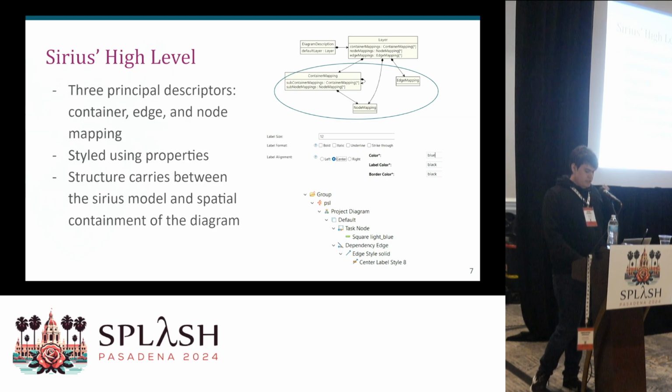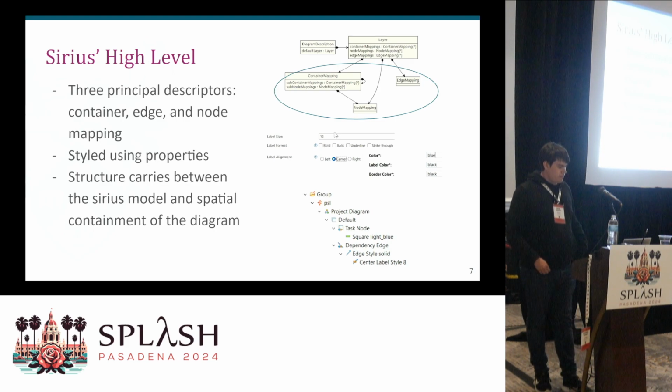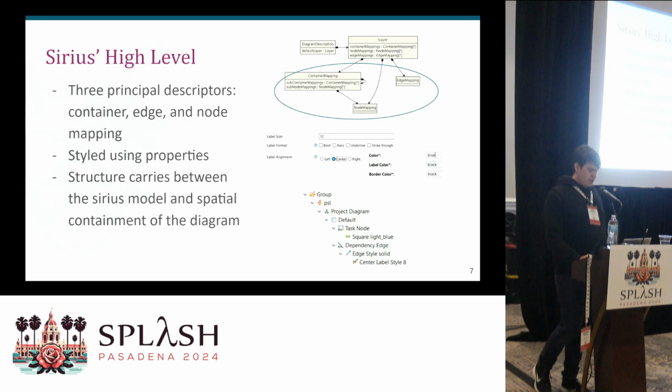It also does style representations. This is done through property views. These property views essentially just give you a way of editing all of the different properties in a way that makes sense, which you can see over here. And also the structure carries between the Sirius model and the spatial containment of the diagram. So here, if anything is contained within the container mapping, when we get to the representation, you will see that node or container spatially contained within its containment, as you can see down here.